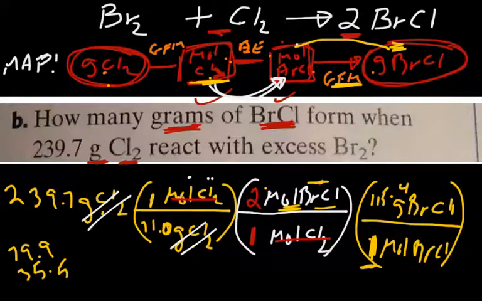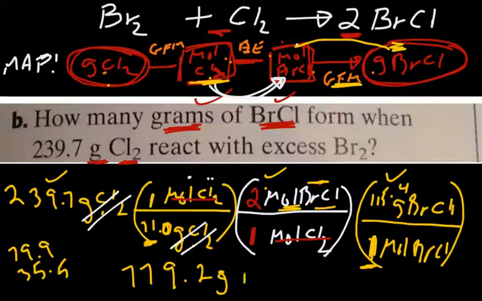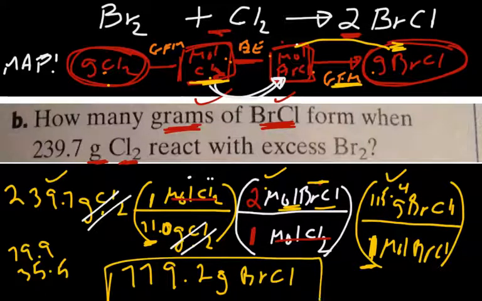You do the calculations, and when you finish, you're going to multiply 239.7 times 2 times 115.4 and divide it by 71. And by my calculations, I got approximately 779.2 grams of BrCl as my final answer.